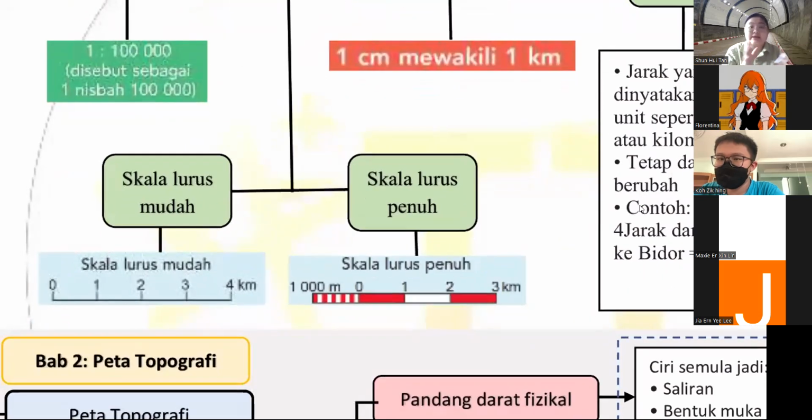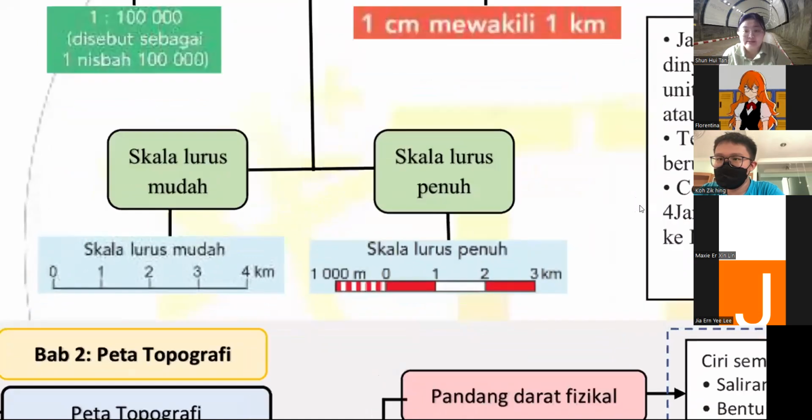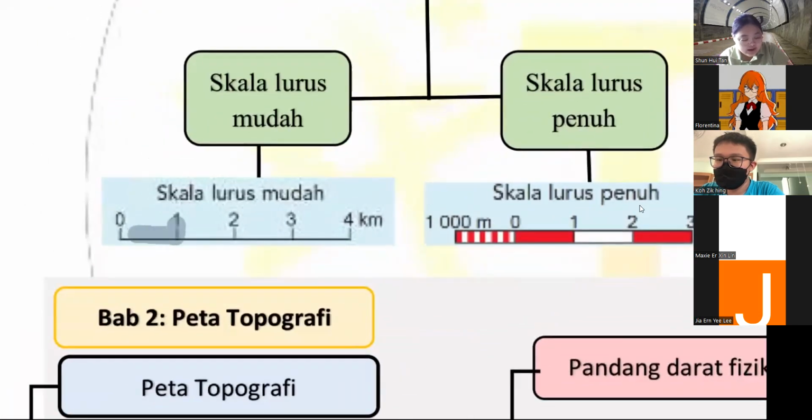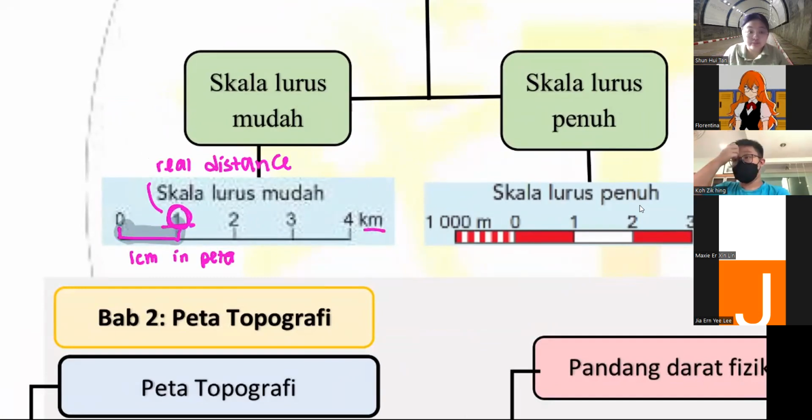Because you have skala lurus and skala penyata. Now, how to read this, you always need to remember every box represents 1 cm in the map. So you use your ruler and measure 1 cm on your map, and then you see a number on top. This is the real distance. So, in your map, 1 cm represents 1 km in real life. This is how you read that.